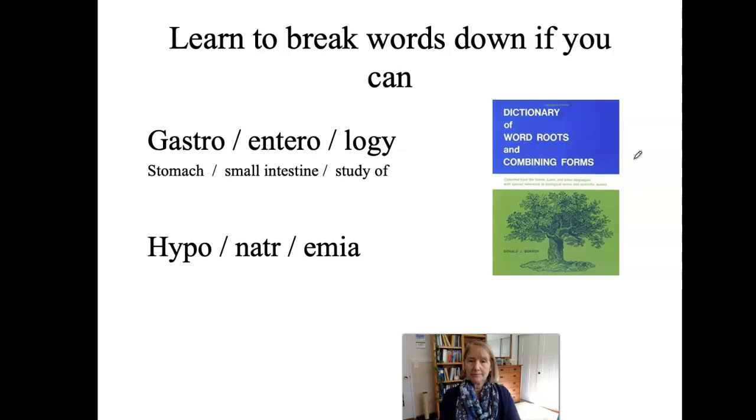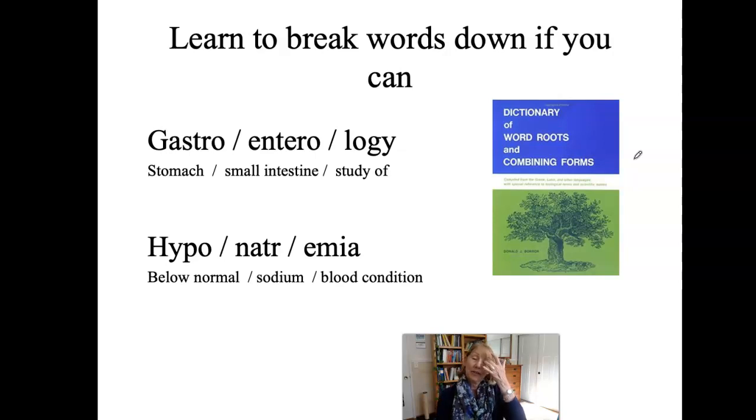Hyponatremia. You have no clue what that is, let's say. And you decide, well, maybe I can break this down into its component parts here. So hypo is below normal, under. Natrum is sodium. And emia is blood condition. So you have a below normal sodium condition in the blood. Hyponatremia, low sodium.